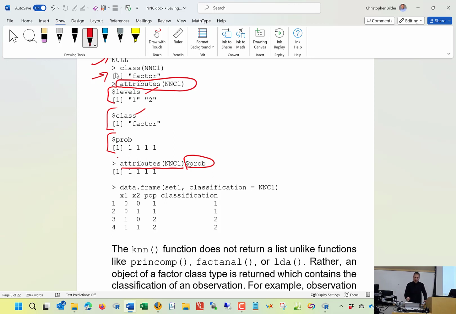And so when I go back to my original data set, very often you want to do something like this. You want to actually create another column that corresponds to the classification. If I just simply put nnc1 there, then I'm just going to put in what those classifications are.